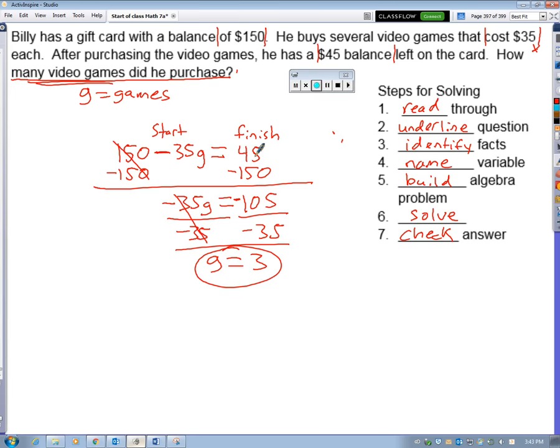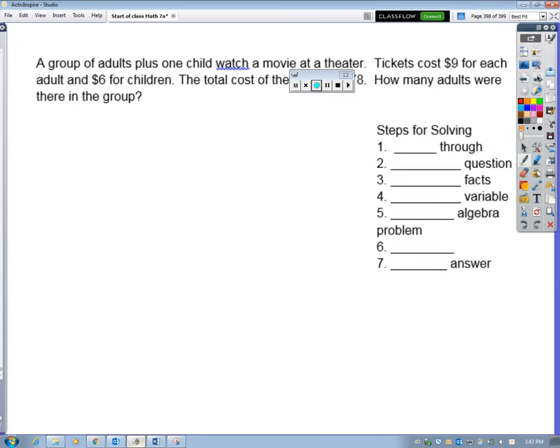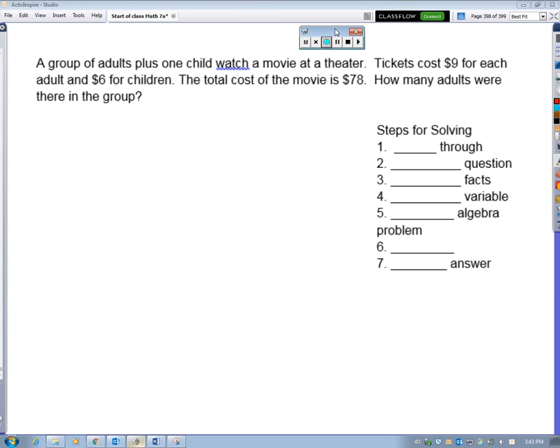All right? Let's take a look at one more example here, and then I have a try this problem for you. A group of adults, we're going to read through, can't forget my steps here. Getting a picture in our mind. A group of adults plus one child watch a movie at a theater. The tickets cost $9 for each adult and $6 for children. The total cost of the movie is $78. How many adults were there in the group?